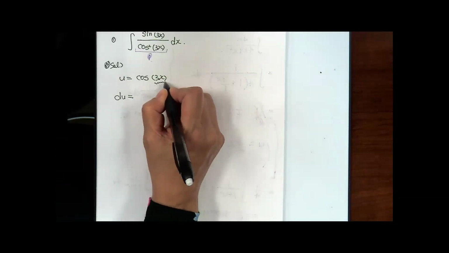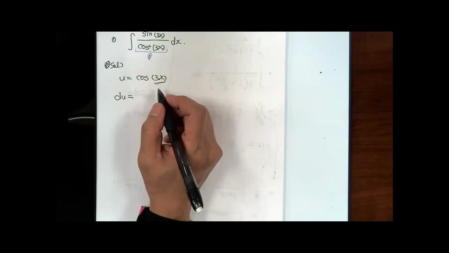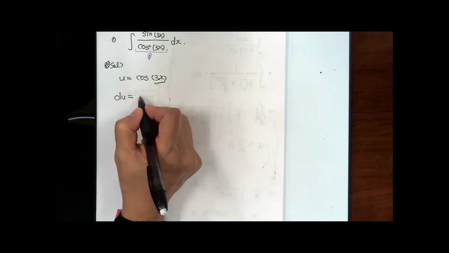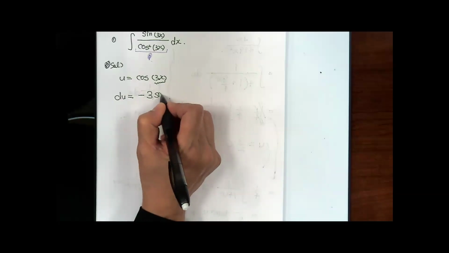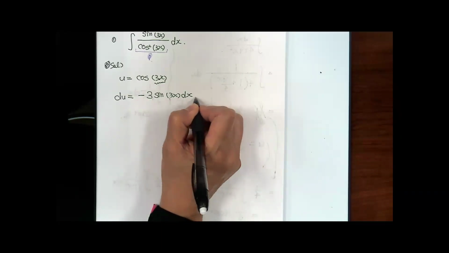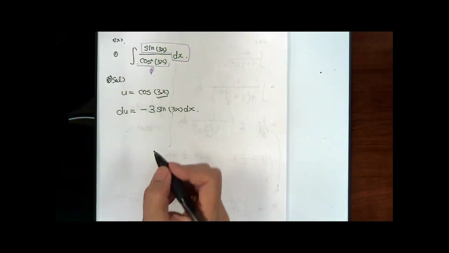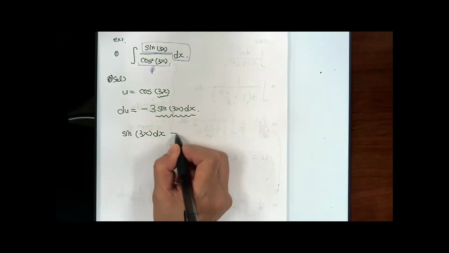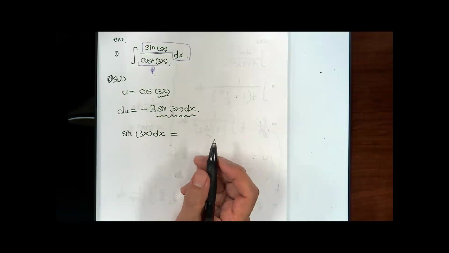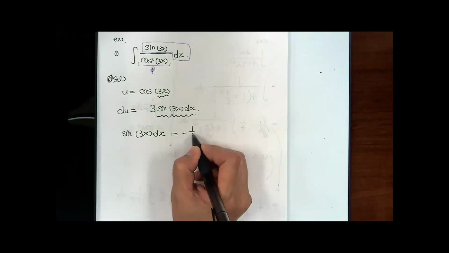Then what is du? Cosine's derivative is minus sine, but this is a composite function again. So we have to differentiate the inner function and multiply that to the derivative. So that'll be minus 3 times sine of 3x dx. We look at the given format, then we have sine of 3x dx. And so we have to solve for sine of 3x dx. So that becomes minus 1/3 du.